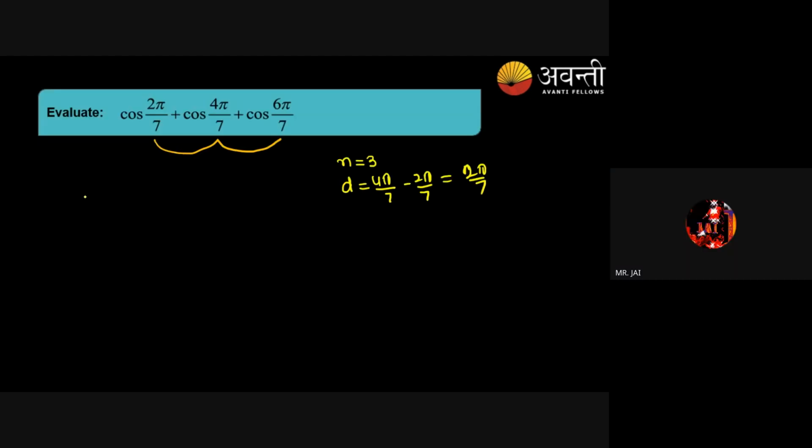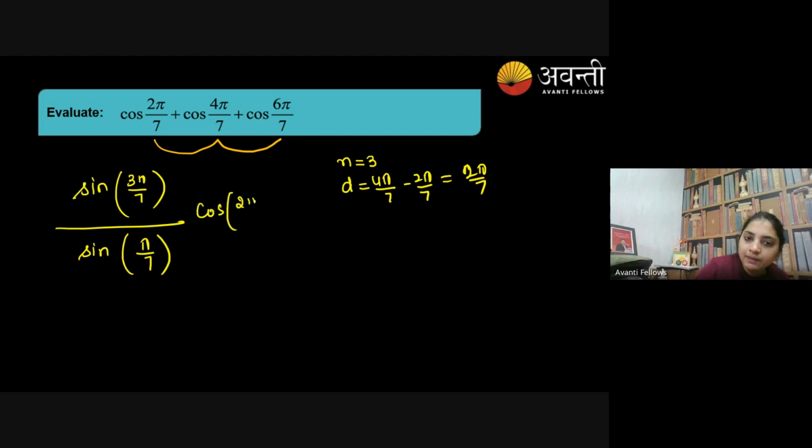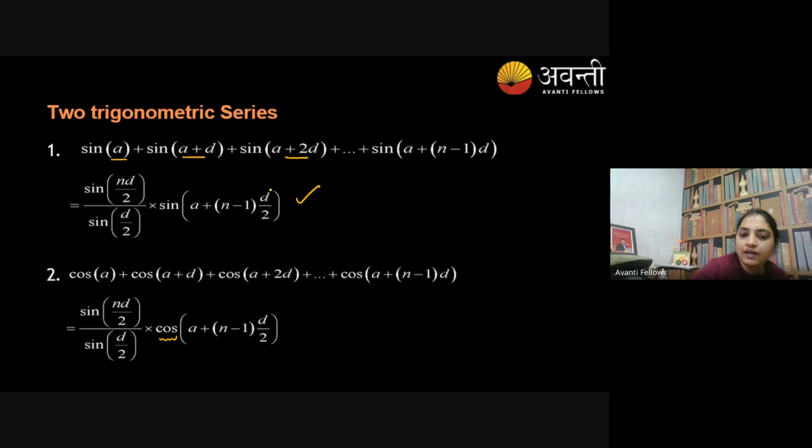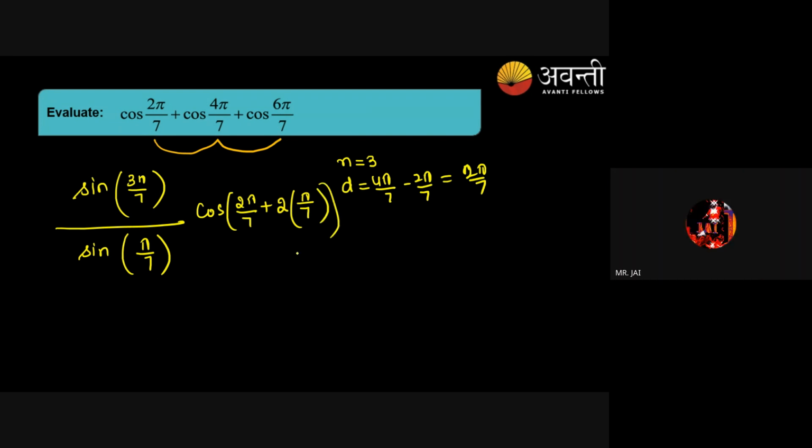So sine(nd/2), n into d, it means sine(3π/7) divided by sine(d/2), so it's going to be sine(π/7), into cos(a plus (n-1) d/2). Here a is 2π/7, n minus 1 is 3 minus 1, 2, into d/2. So d is 2π/7, divided by 2. So it's going to be this: minus 1 by 2. Clear? Yes or no?